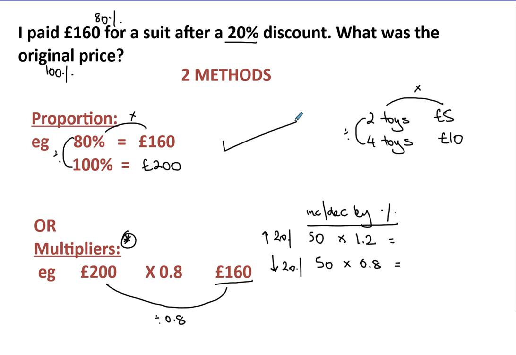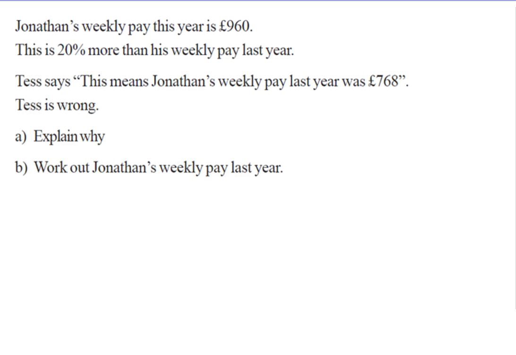All right, okay, let's do some questions. Jonathan's weekly pay this year is £960. This is 20% more than his weekly pay last year. So then you know that's 120%. And Tess says, this means Jonathan's weekly pay last year was £768. Tess is wrong. Explain why.